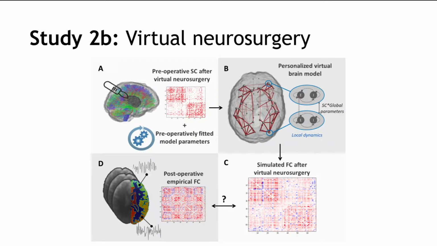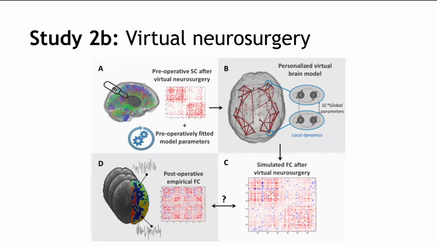In addition, the associations between model parameters and structural network topology and cognitive performance were relatively stable over time. Since the models appeared to be patient-specific and relatively stable over time, this allowed us to construct personalized virtual brain models based on the patient's pre-surgical data and to evaluate whether post-operative brain dynamics could be predicted by virtual neurosurgery.